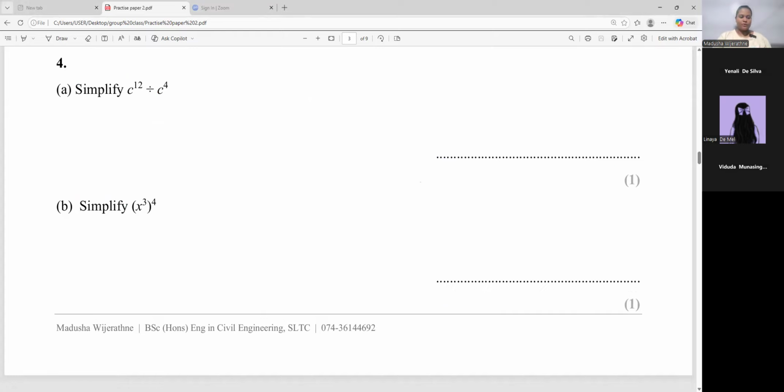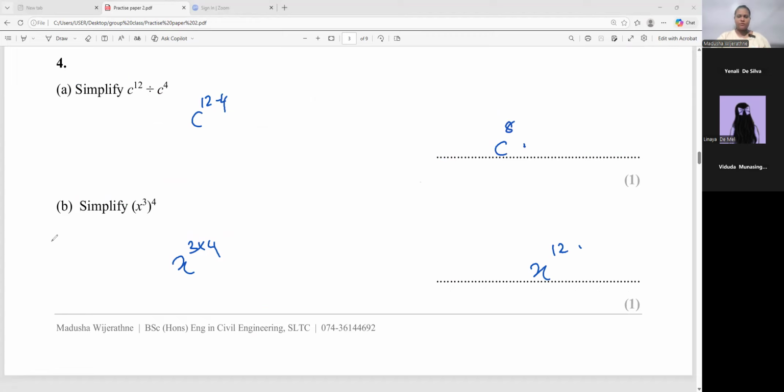Fourth one, simplify, laws of indices. They have the same base and it's a division, so subtract the powers. 12 minus 4, that is 8. C to the power 8. Next, simplify, this is a power of a power. Multiply the powers. 3 times 4, x to the power 12.